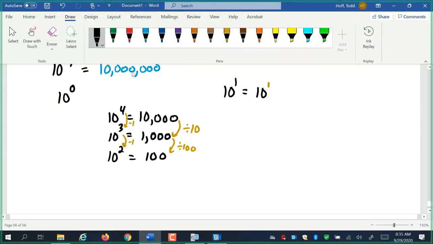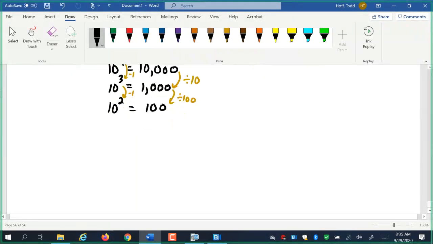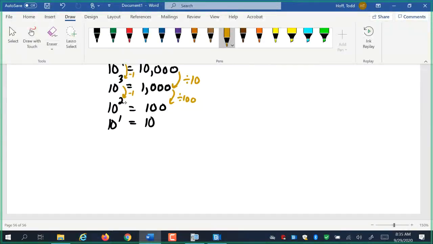So if we keep going, let's see if that pattern continues. Well, we've already said that 10 to the power of 1 is just 10. So it appears to work. We reduced the power by 1 again. The result was divided by 10. So from 100 to 10 is dividing by 10. So when we go to the next step, 10 to the power of 0, we reduce the power by 1. We have to divide the answer by 10 again. 10 divided by 10 is 1. 10 to the power of 0 is just 1.